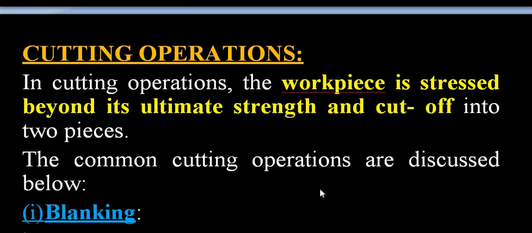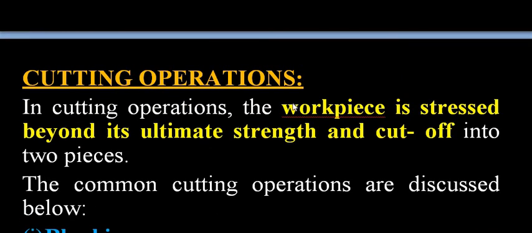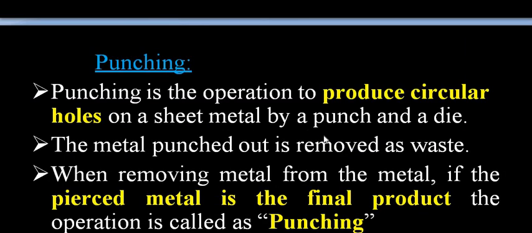In cutting operations, the workpiece is stressed beyond its ultimate strength and cut into two pieces. The common cutting operations are discussed below. First one is blanking. Blanking is the operation of cutting a flat shape from the sheet metal. The metal that is punched out is called a blank, and the metal that is left out is called scrap.